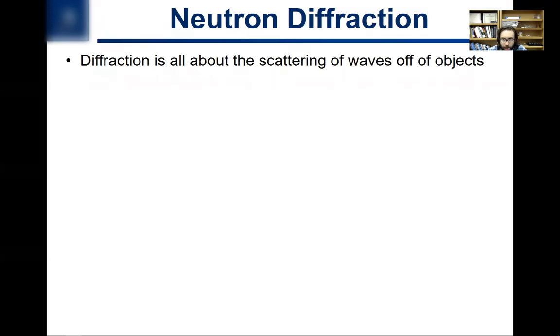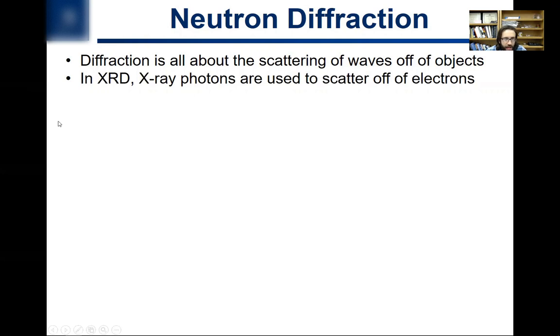So there's another type of characterization tool you can use called neutron diffraction. That's based on diffraction of waves. Remember, diffraction is all about the scattering of waves off of objects. In our case, we're interested in atoms, right?